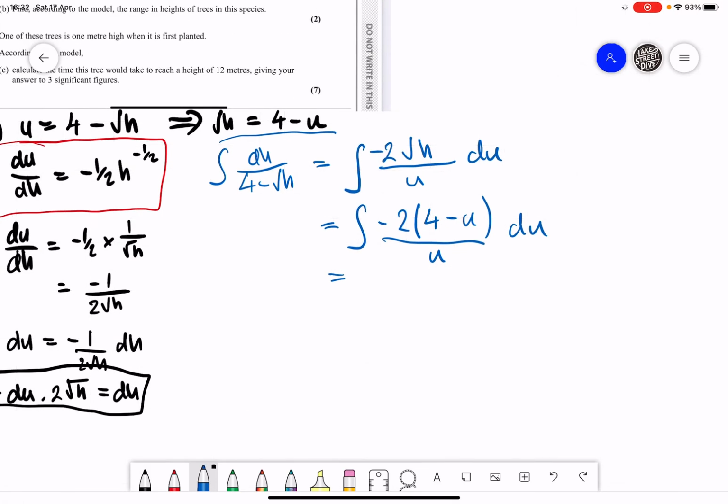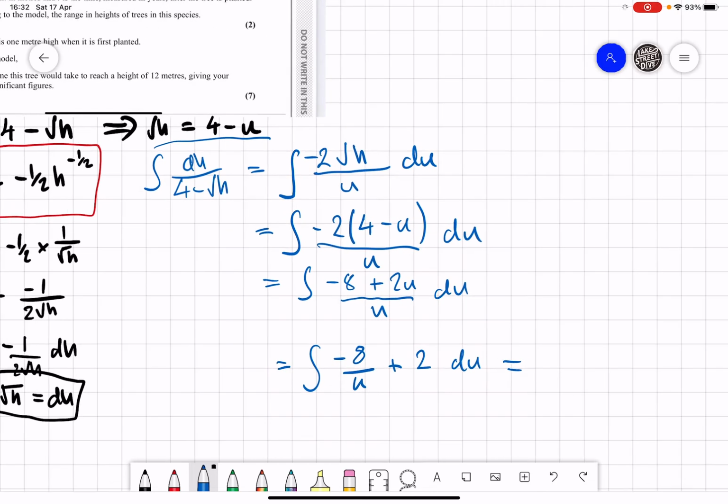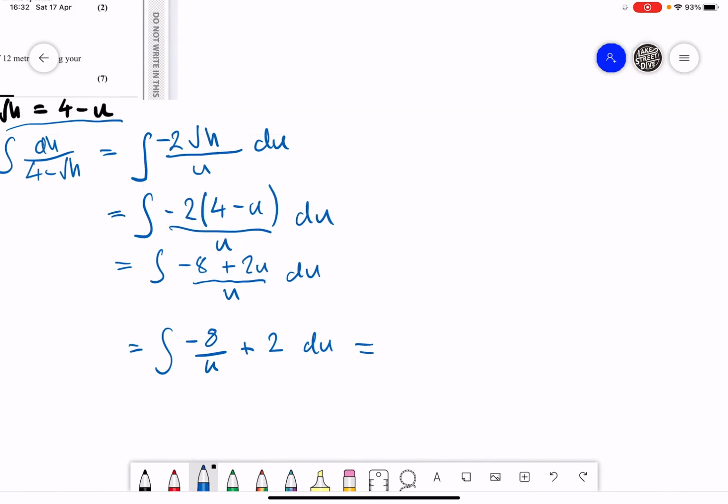Expand, and we get minus 8 plus 2u, all over u du. Can't do it in that way, but I can split that into separate fractions to make it easier to work with. Minus 8 over u plus 2. 2u over u cancels down to give me 2 du. And now that's easy enough to work with. So that's going to give me minus 8 log u plus 2u plus c.